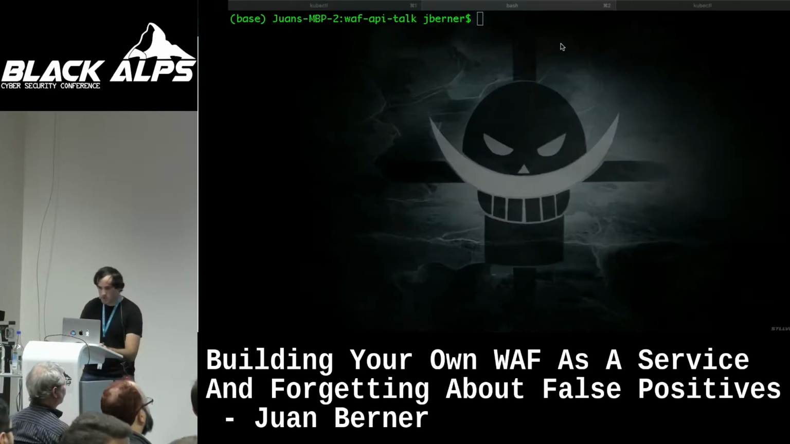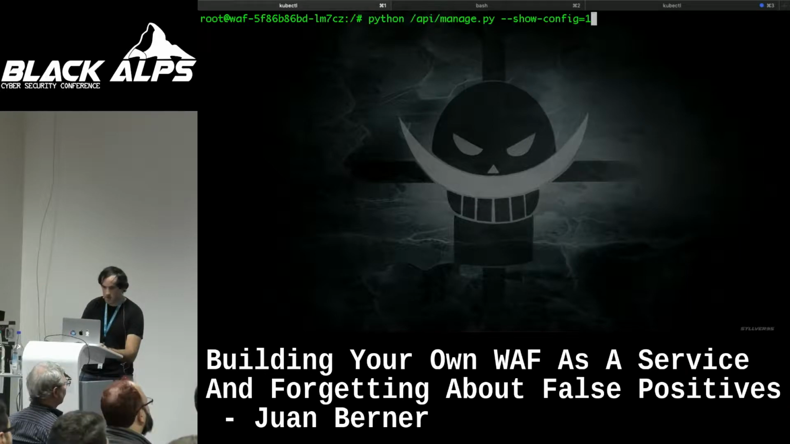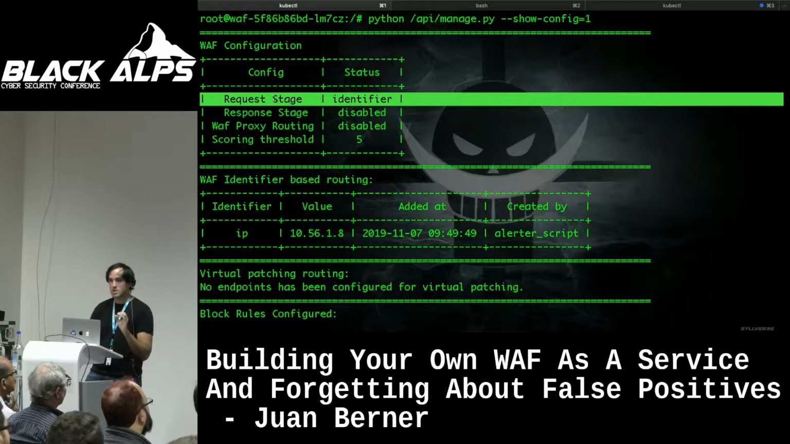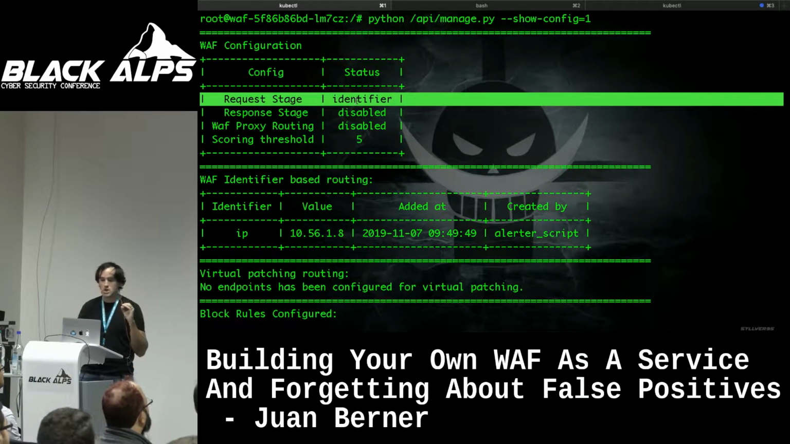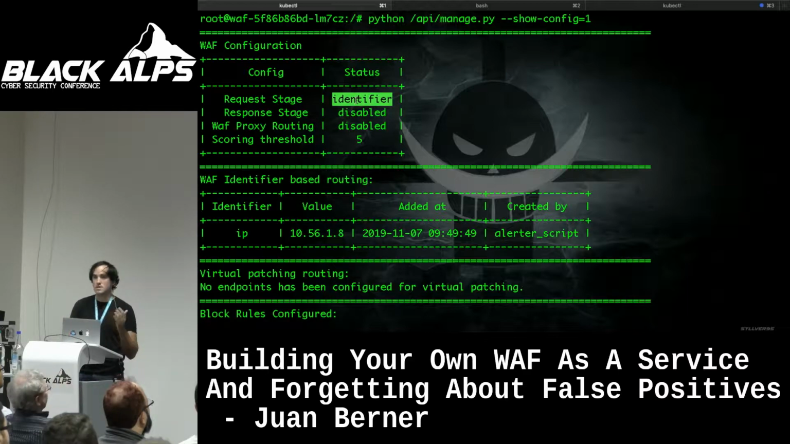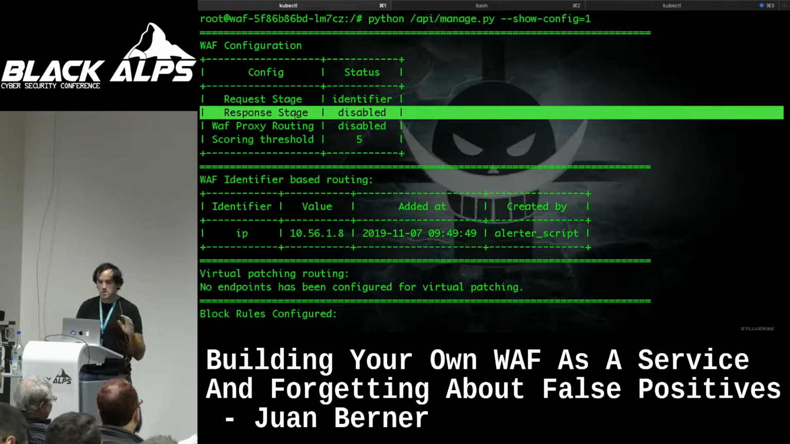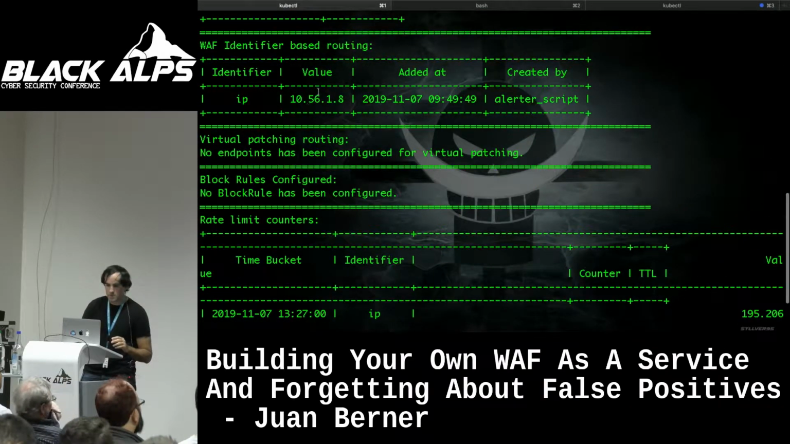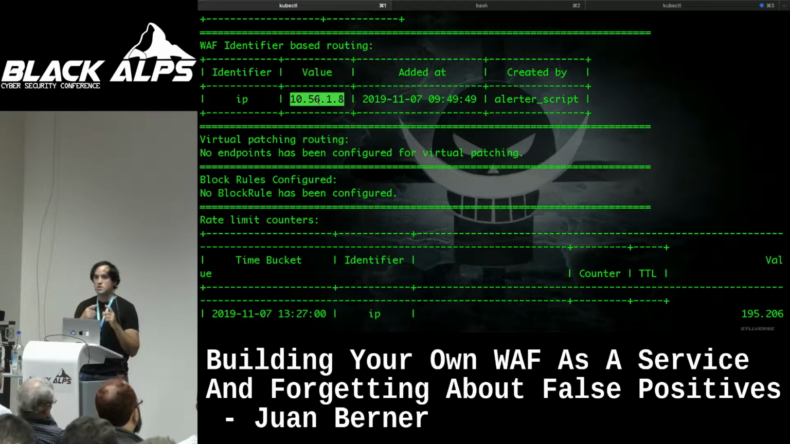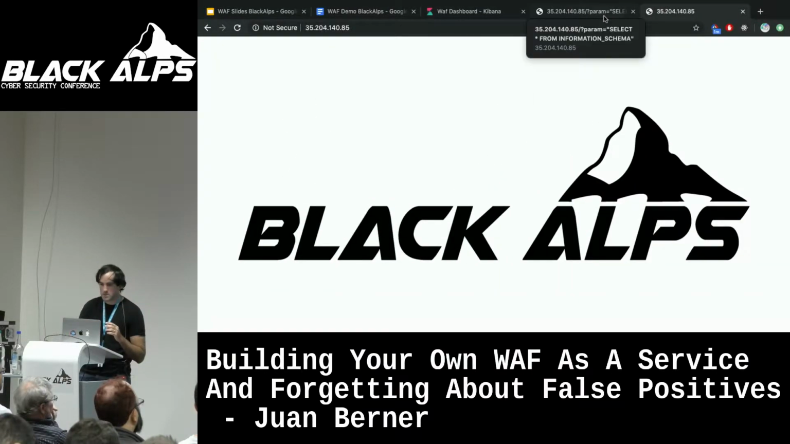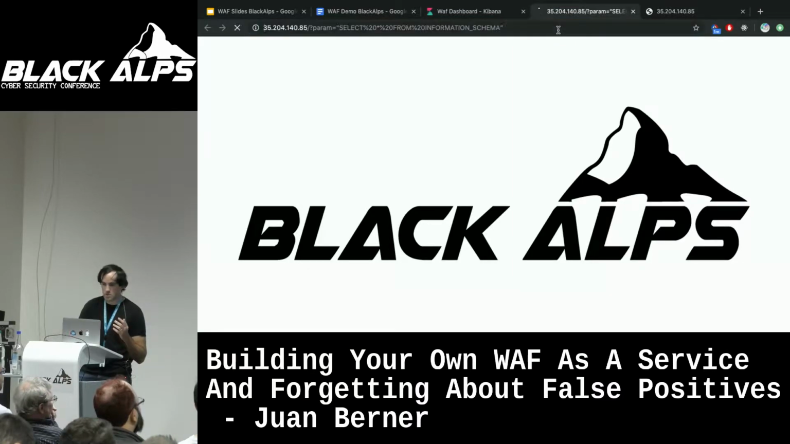Now, in particular, I have the website configured in identifier mode, which means that at the request stage, when the request comes in, it's checking if there's any identifier on the state store that it needs to route inline. In the response stage, when the response comes out, this is disabled, and I also disable the WAF proxy routing. In this particular case, there's one local IP because I have a scanner which is constantly scanning to make sure that things are working, but my IP is not there, which means that if I execute an SQL injection, nothing should happen, or at least it should allow it.